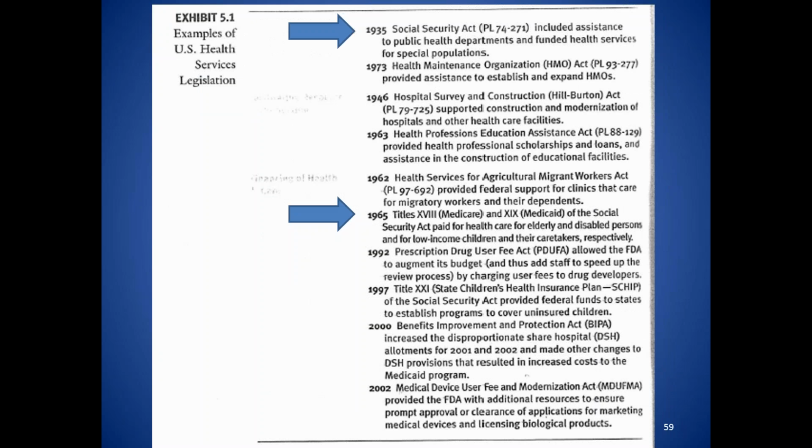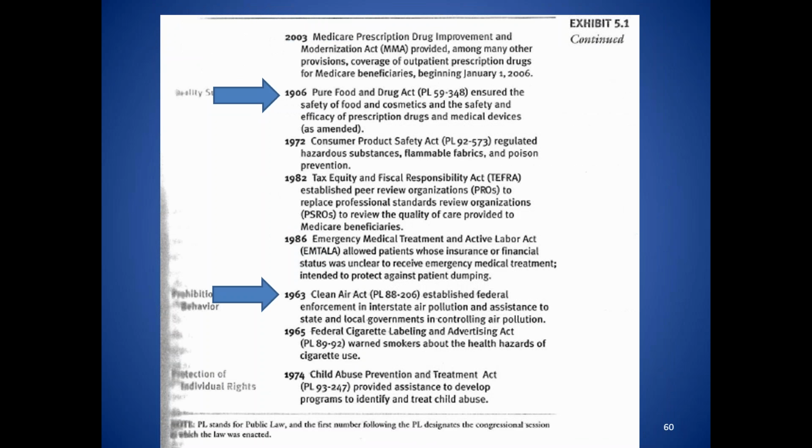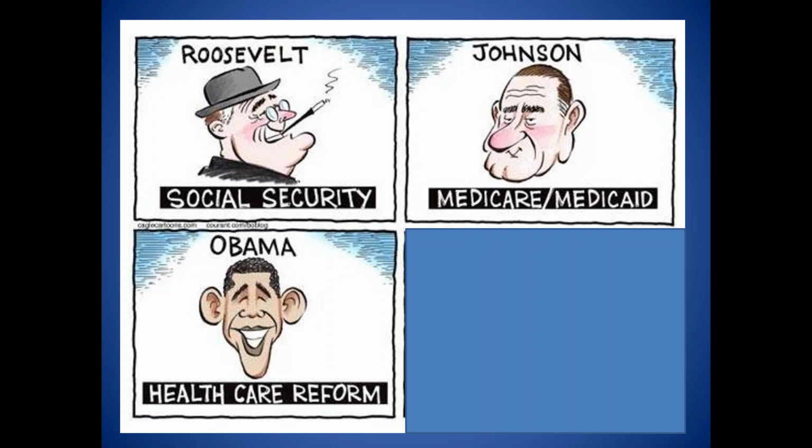Four other examples of noteworthy policy implementation. 1935, the Social Security Act was enacted. 1965, both Medicare and Medicaid were enacted. And I suspect everybody's familiar with the difference between those two programs, so I won't take any time on that. 1906, the Pure Food and Drug Act, addressing safety of foods and cosmetics, prescription drugs, medical devices. And in 1963, the Clean Air Act, establishing enforcement related to air quality. So those are just examples of some of the policies that have been implemented at the federal level.